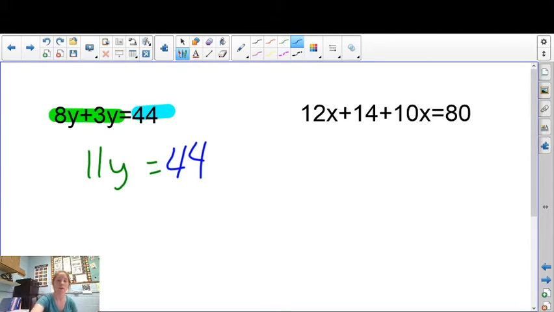Okay, now we're at a one step. We can go ahead and divide both sides by 11 to get y by itself. So y should be equal to 4.